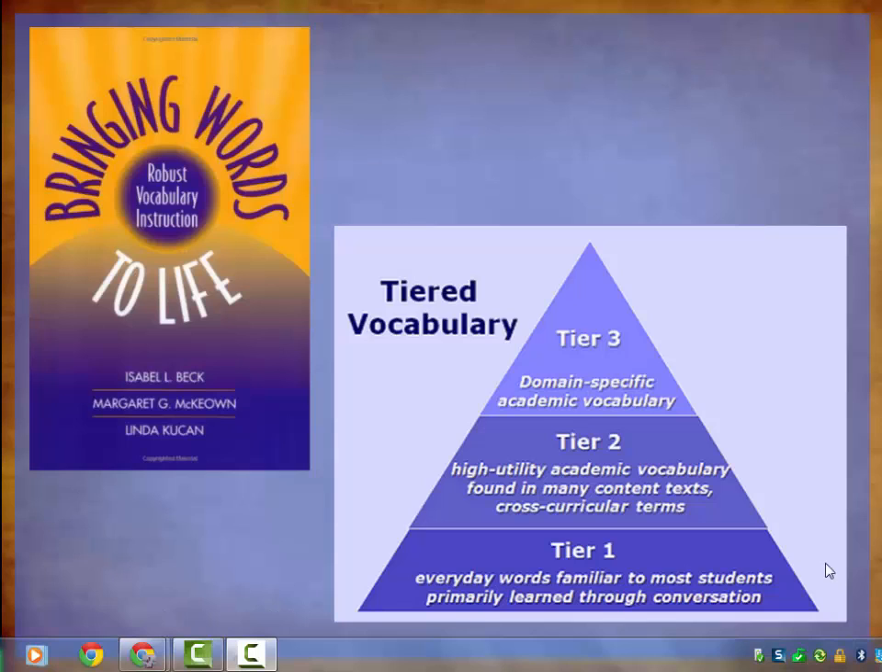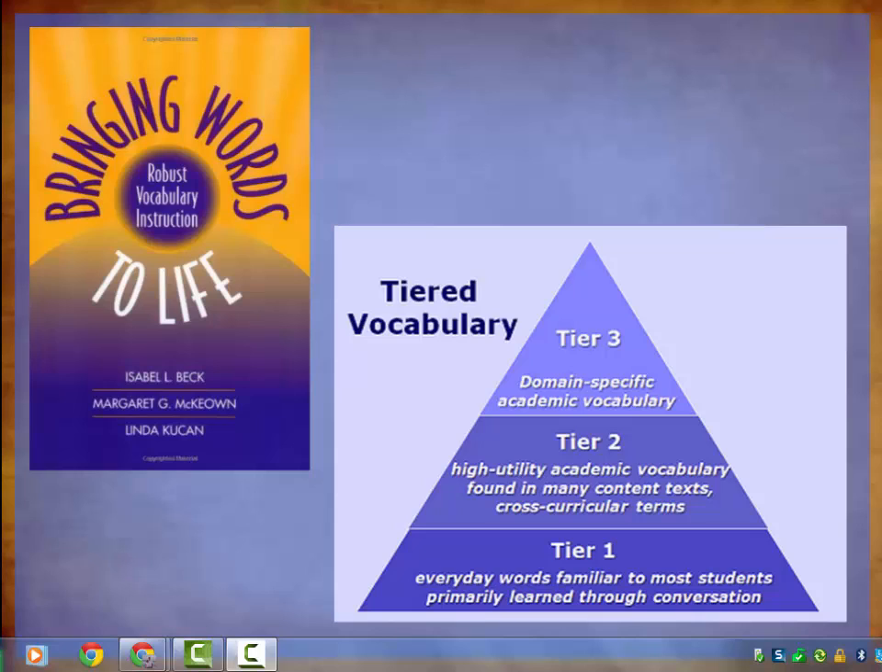Bringing Words to Life by Beck, McKeown, and Kucan divides vocabulary words into 3 tiers. Tier 1 are those everyday conversational words. Tier 2 words are high utility academic vocabulary from across the curriculum. And Tier 3 words are discipline-specific academic terms.